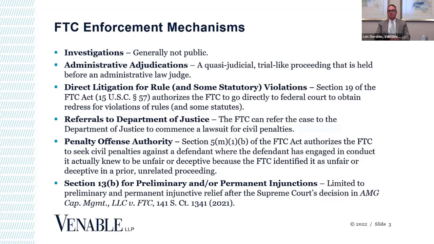Section 13(b) is what the FTC had historically used for monetary relief in the last 25 years. The Supreme Court found last year that provision authorized only injunctive relief, not monetary relief. There have been proposals in Congress to remedy that. We'll see if that actually happens. There've been bills in both houses. They've gotten some traction, but nothing close to passing yet.